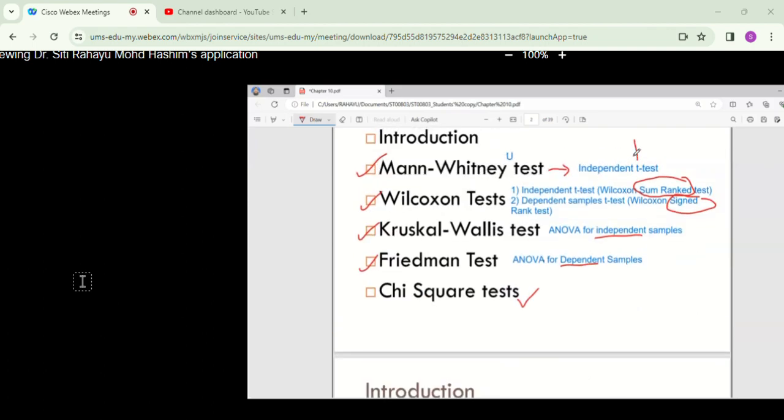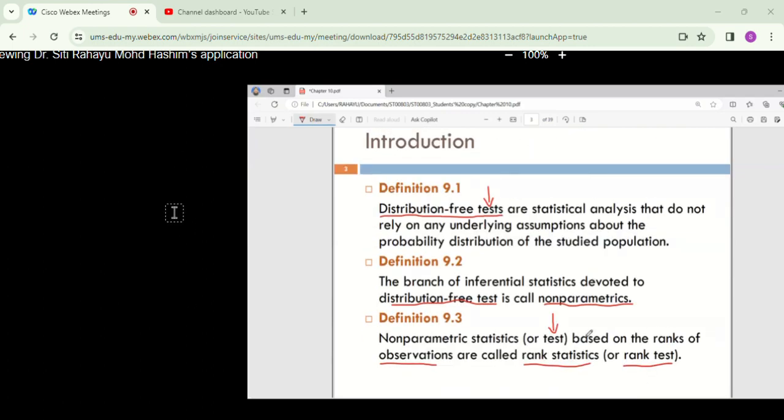the independent t-test. The independent t-test's statistic is the T statistic. The dependent t-test is also the T statistic. ANOVA is the F statistic, and ANOVA for dependent samples is what statistic? Let me look here. Maybe I didn't show it in the output earlier. Okay, F statistic. Can you see it? Oh, you can't see this one. You can see the PowerPoint. It is also the F statistic. So this is also the F statistic. For the chi-square test, what is the statistic? Chi-square. So for non-parametric methods, the statistic is the rank statistic.